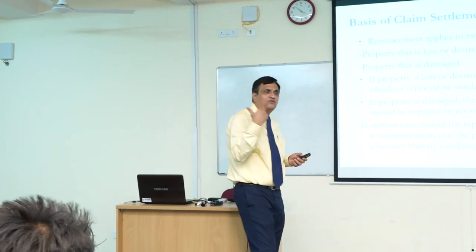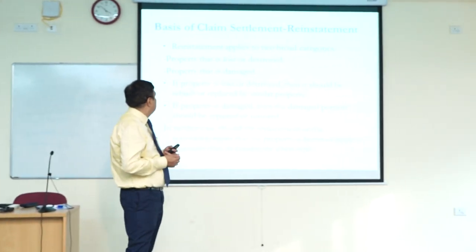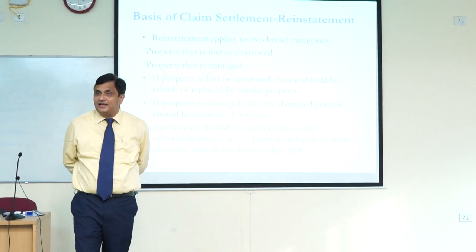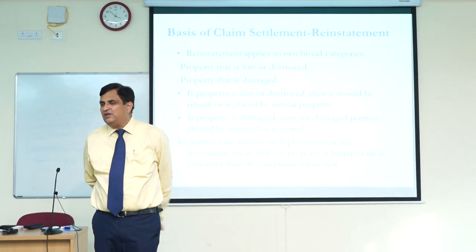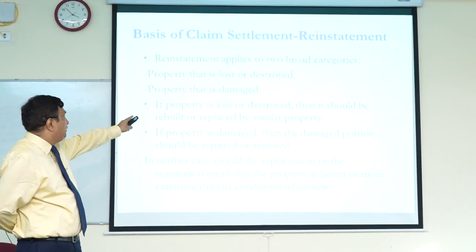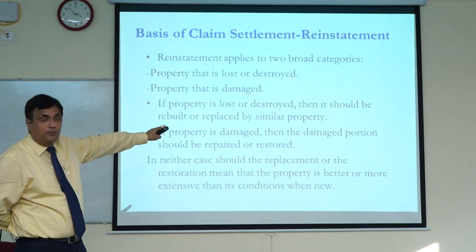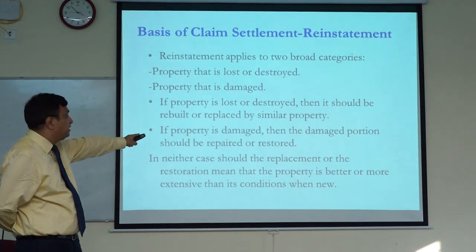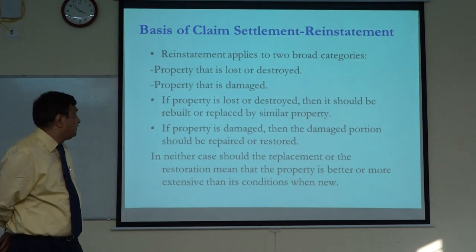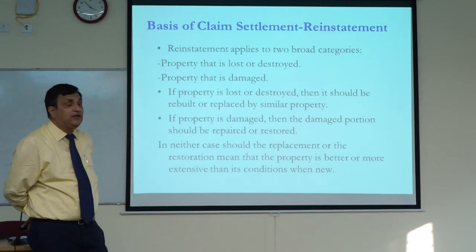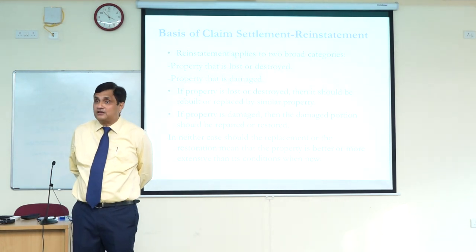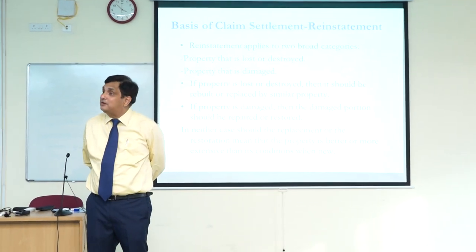When you talk about the basis of claim settlement, please understand that when a reinstatement value clause is attached, you give new for old. But a very, very important statement says: if property is lost or destroyed, it should be replaced or repaired with similar property. If property is damaged, the damaged portion should be repaired or restored. In neither case should the replacement or restoration mean that the property is better or more expensive than its condition when new. That means you cannot have a better product, a better machine or a better building.